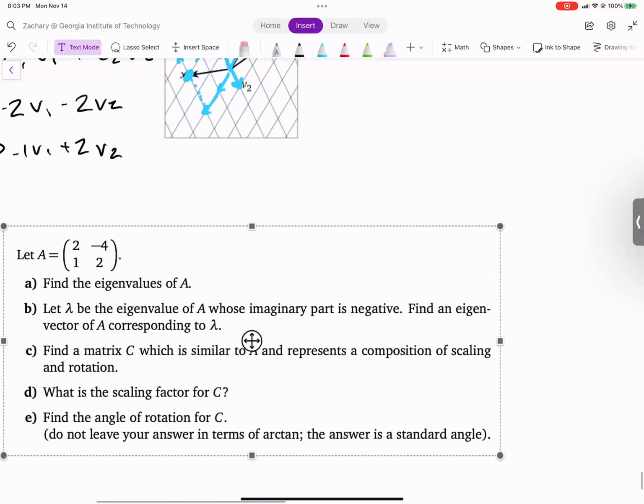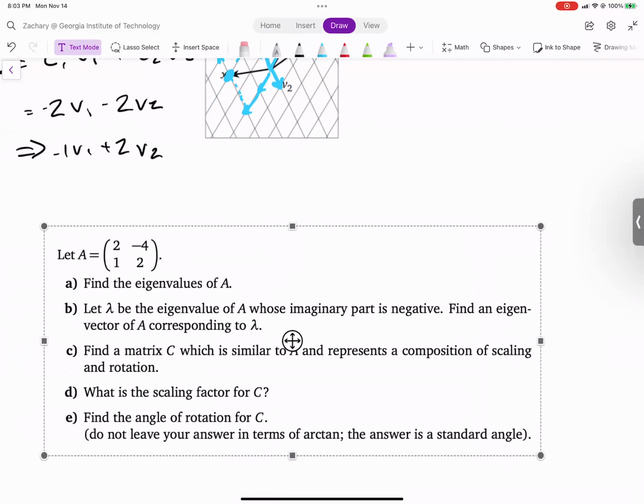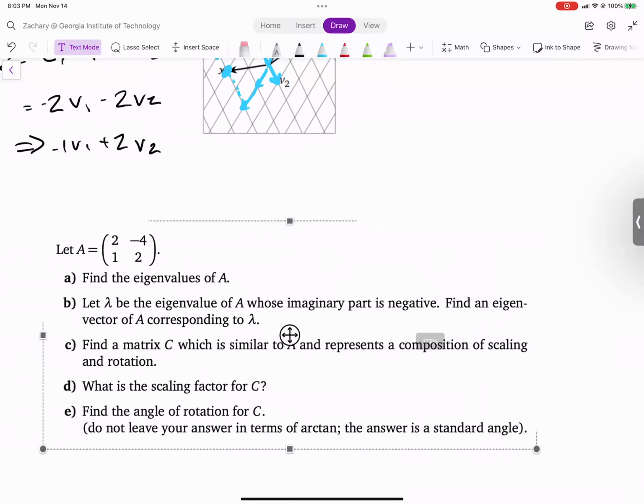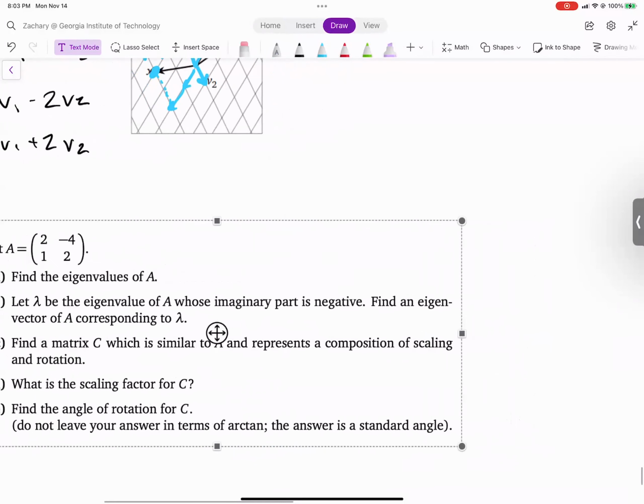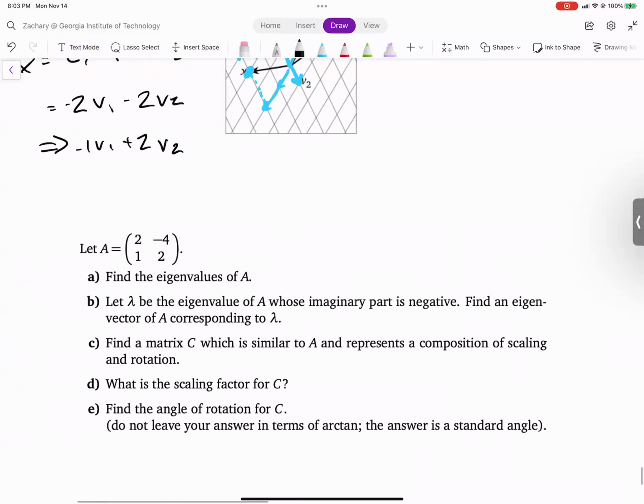Okay. So this is a good question of actual application. Is this your question? Okay. Just C, D, and E. Okay. This was what I was talking about with the complex stuff. So what you'll find is I believe you'll get eigenvalues of 2 plus or minus 2i.